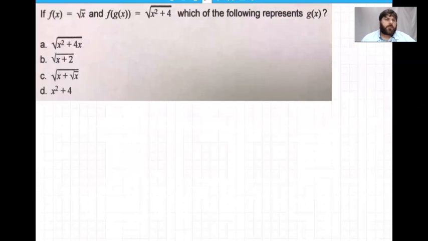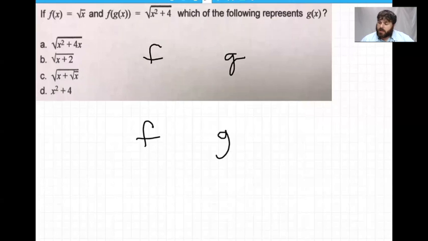All right, if f of x equals square root of x and f of g of x equals the square root of x squared plus 4, which of the following represents g of x? All right, so on this problem, they don't give us f and g. They give us f and the composition f of g.